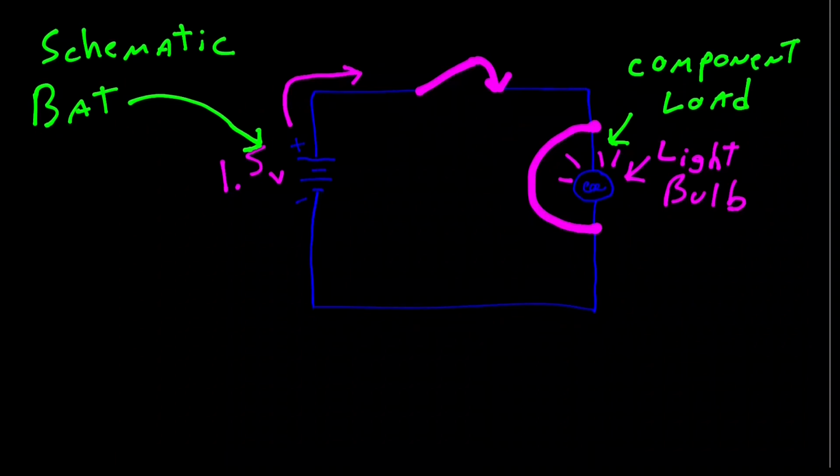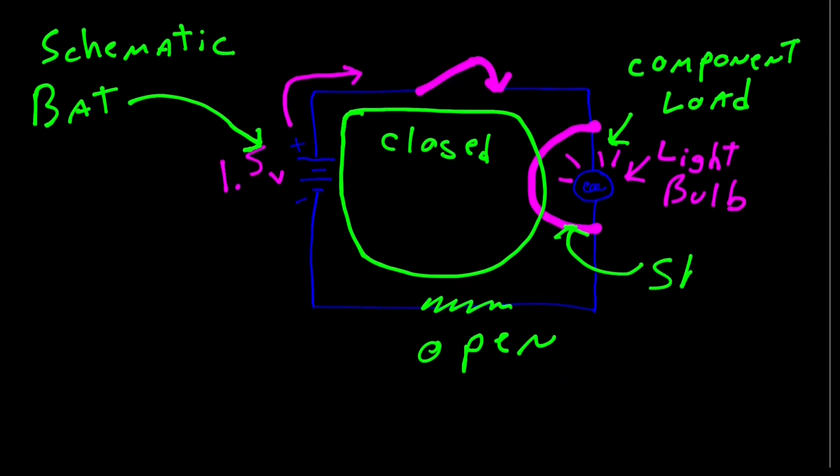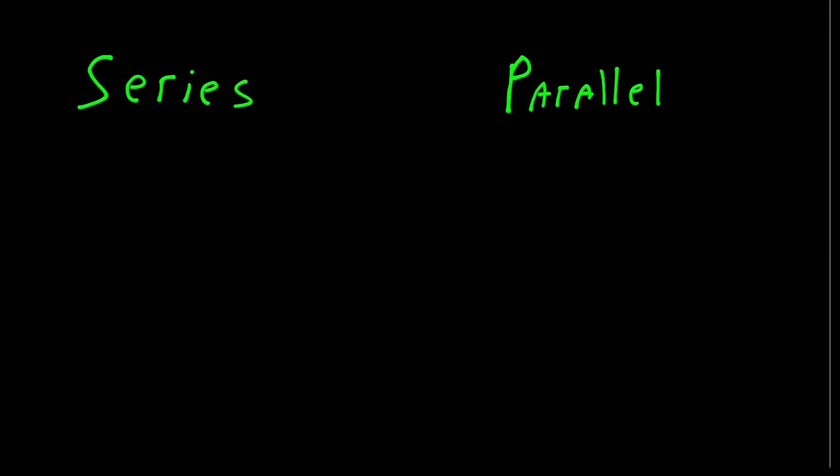And a closed loop throughout the circuit, one where there are no breaks whatsoever, is called closed. And if there was some type of break in the circuit, it would be called an open circuit. And to review, this is referred to as a short in a circuit. Components in a circuit can be hooked up in series and parallel.